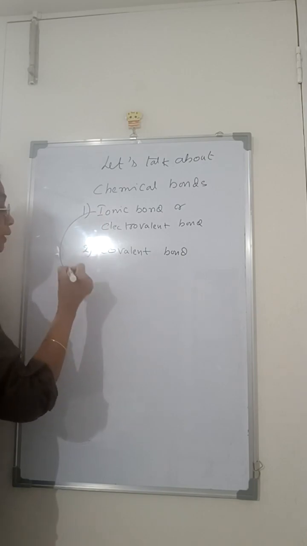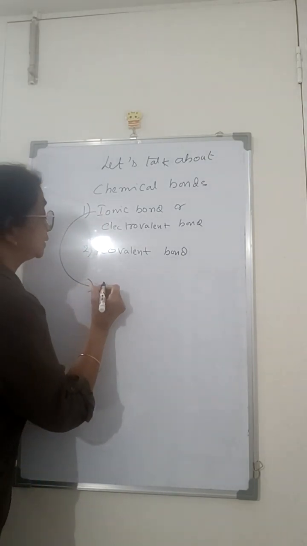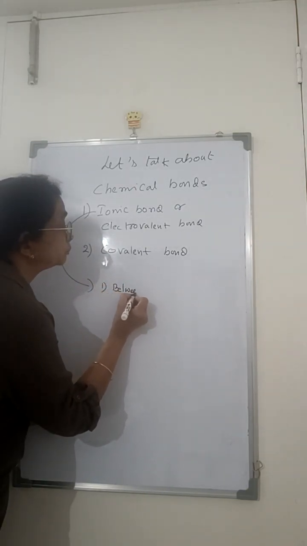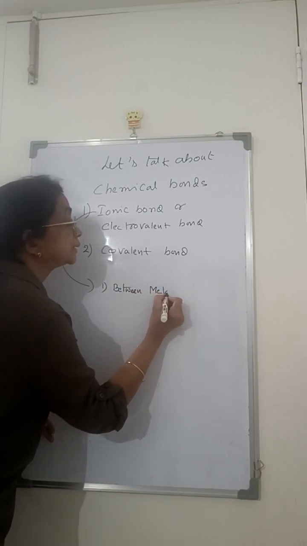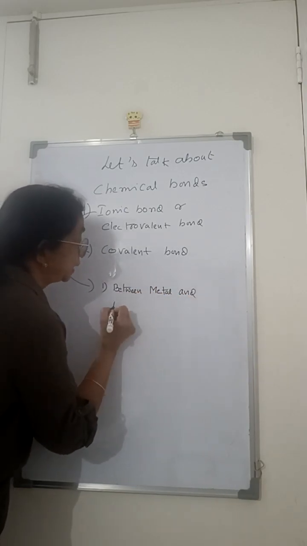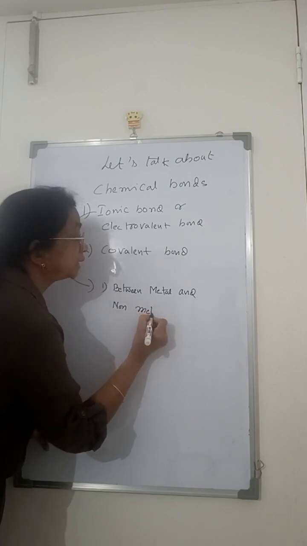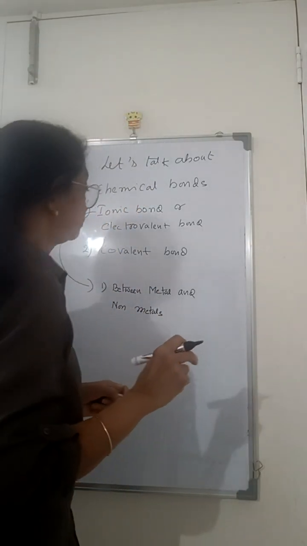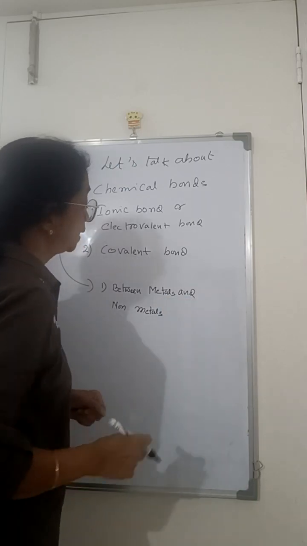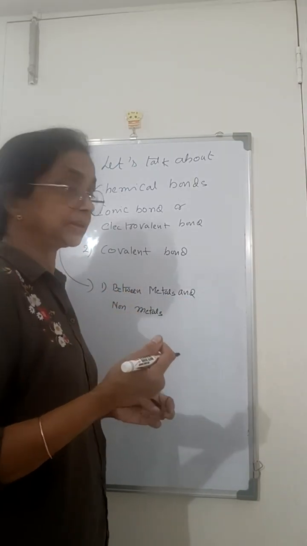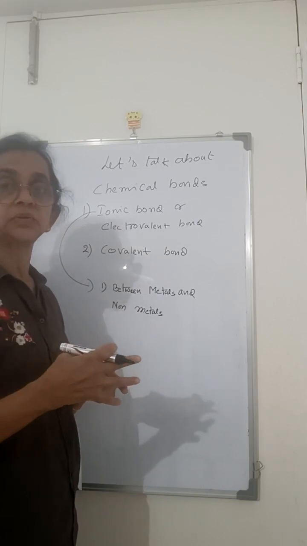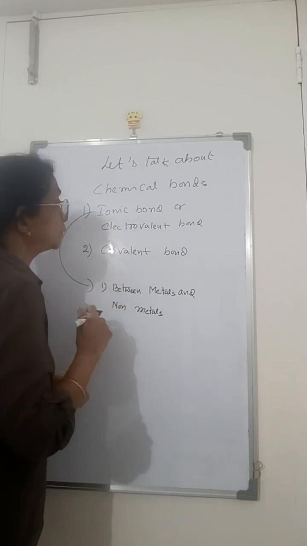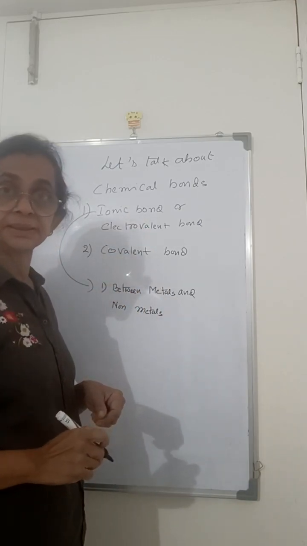What is ionic bond? First point: ionic bond is formed between metals and non-metals. Metals give away electrons. Non-metals accept electrons. So there is a strong electrostatic force formed between metals and non-metals. So ionic bonds are formed between metals and non-metals.